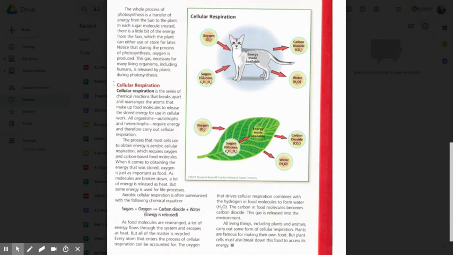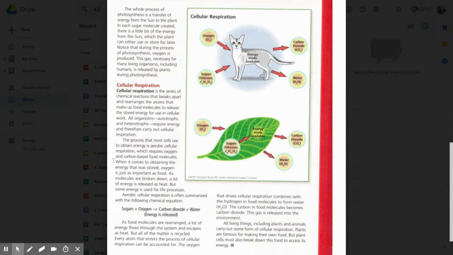Cellular respiration. Cellular respiration is a series of chemical reactions that break apart and rearrange the atoms that make up food molecules to release stored energy for use in cellular work. All organisms, autotrophs and heterotrophs, require energy and therefore carry out cellular respiration. The process that most cells use to obtain energy is aerobic cellular respiration, which requires oxygen and carbon-based food molecules.